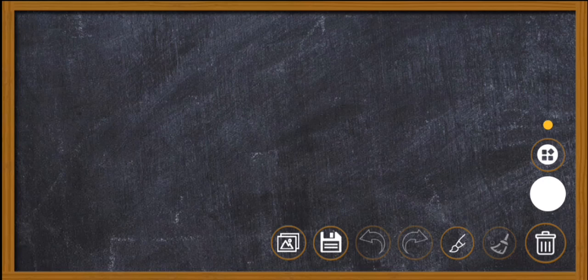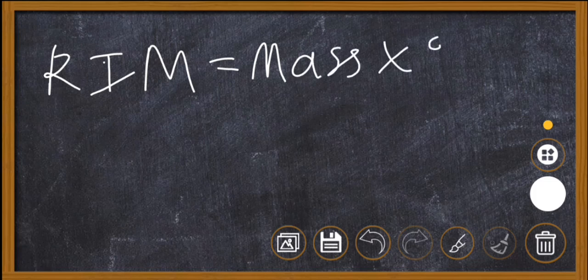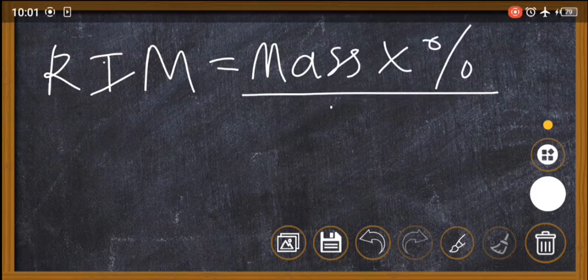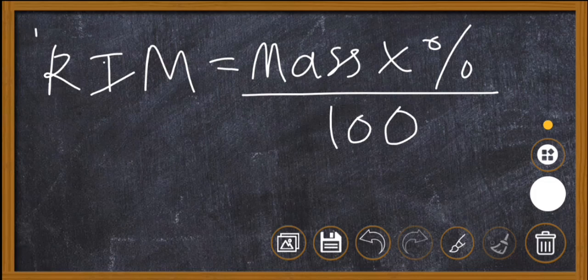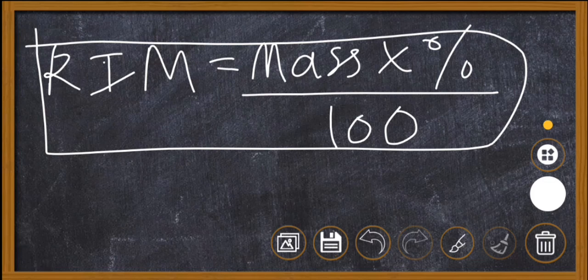But before we do that, it is wise that we first discuss the formula that we use to calculate the relative isotopic mass. Relative isotopic mass, RIM, is calculated by multiplying the mass given of the element by the percentage over 100. This is the formula that we use whenever we are calculating the relative isotopic mass.